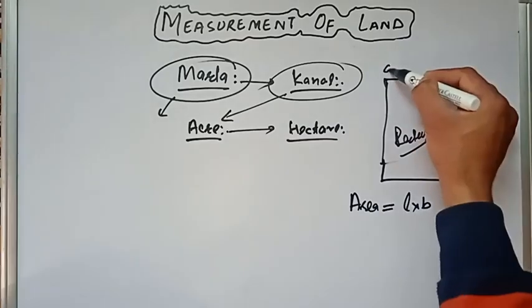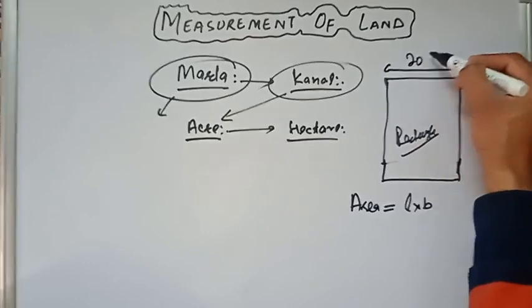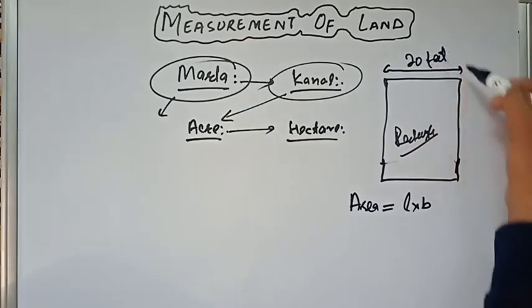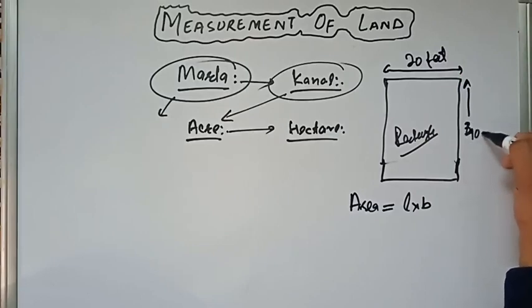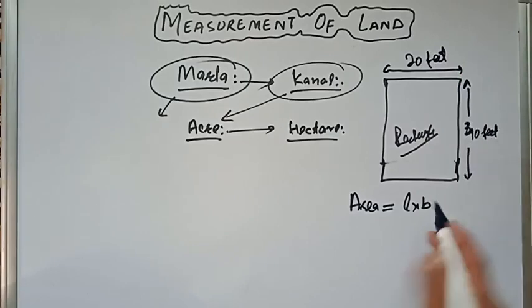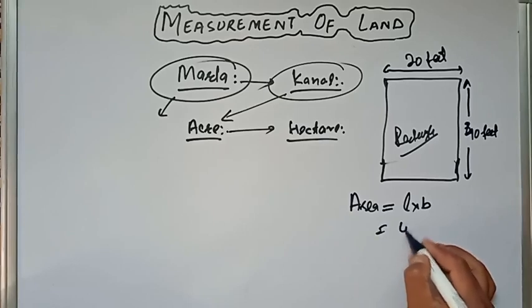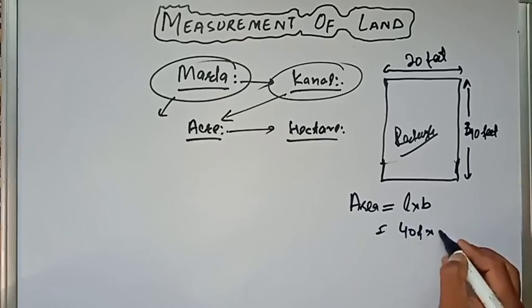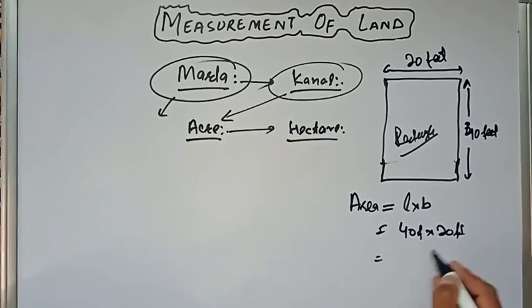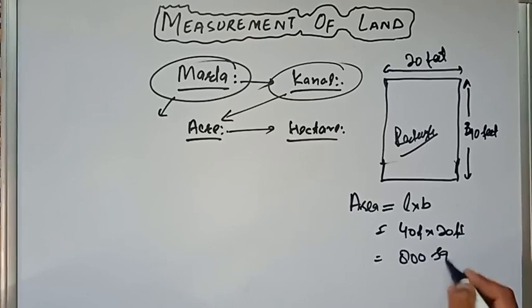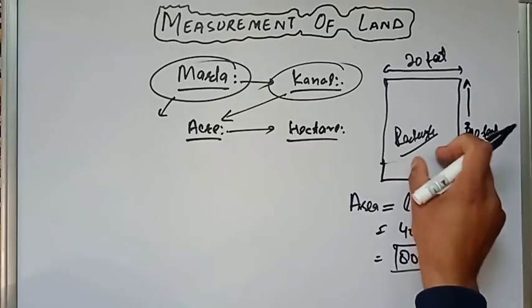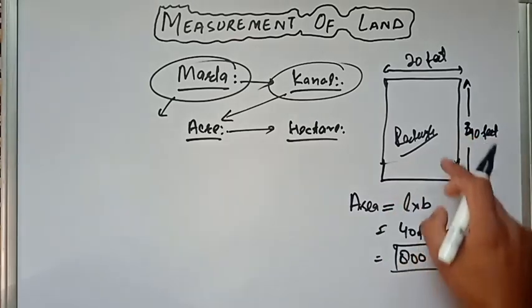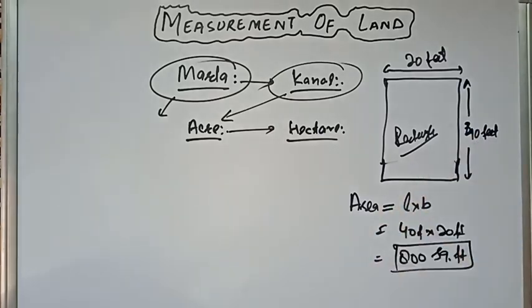Now, if it has 20 feet breadth, and its length is suppose 40 feet, therefore its area will be equal to 40 feet into 20 feet, which is equal to 800 square feet. 800 square feet will be the area of this plot. Now, how many marla will be this plot, or we can say how many canals are this plot?